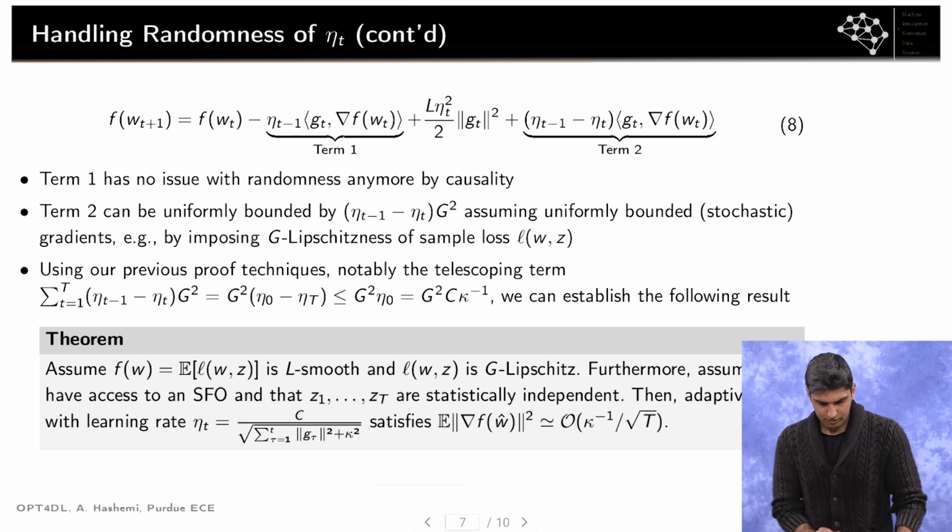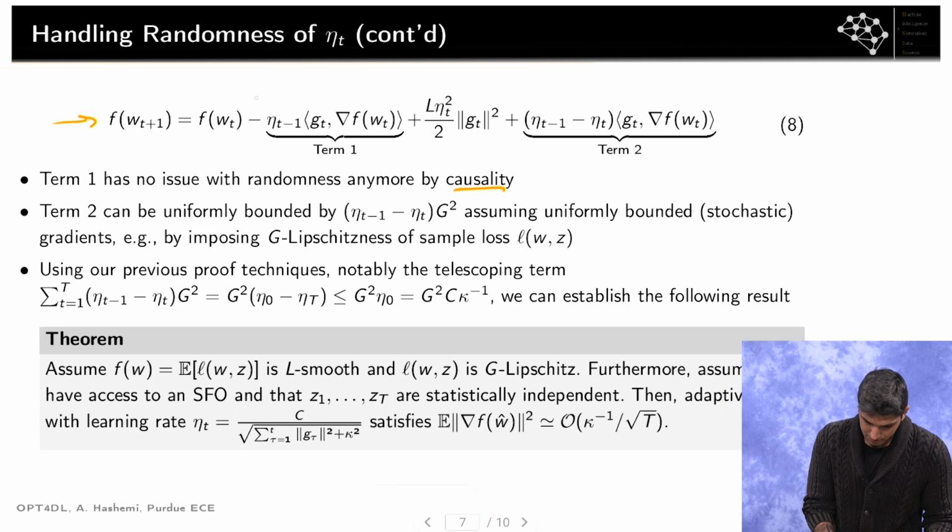Okay. So this is the equation that we are at, and we want to see how we can use the causality and the non-increasing property of our learning rate to handle these two terms, okay? So first of all, what we can immediately observe is that term 1 is actually without any issue. We can take our expectation, and eta t minus 1 will be a constant. It can come out of the expectation. And the reason for that is causality, okay?